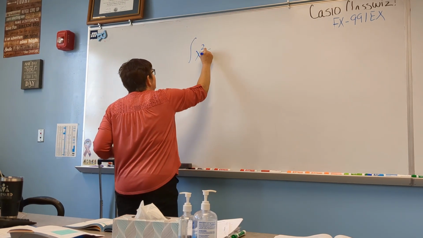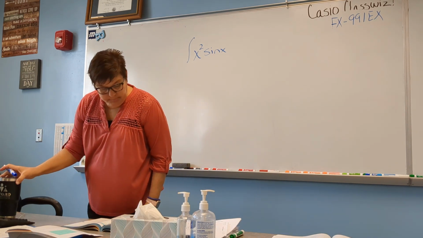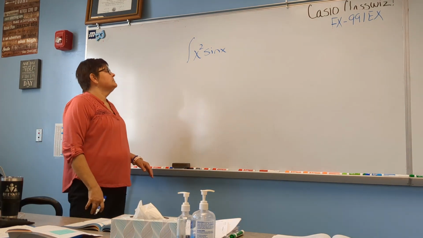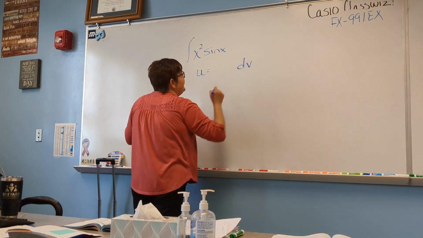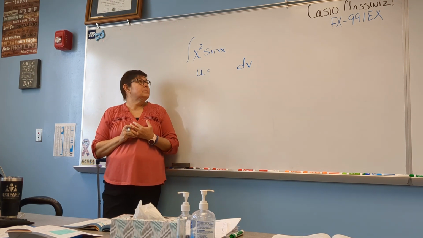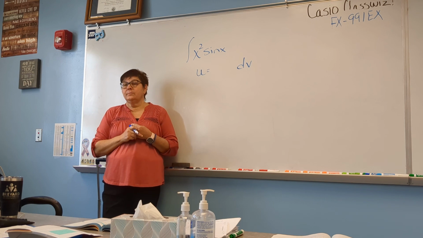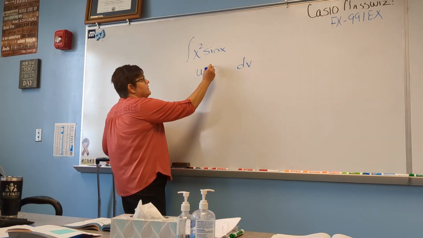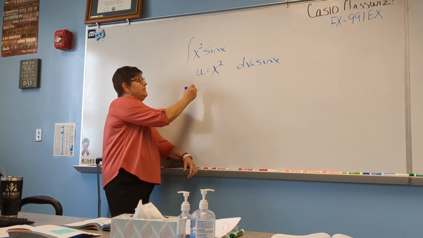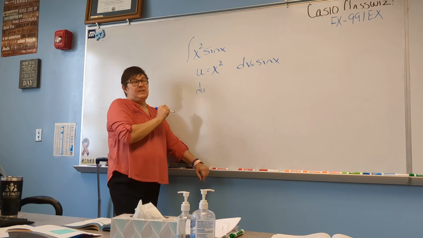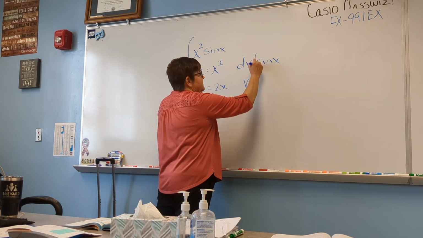Integral of x squared sine x. Okay, so one of them I have to label as u, one of them I have to label as dv. Which one am I going to label as u? X squared. And then the other guy is sine x. Now I'm going to find du, so what's du? 2x. And what's v?